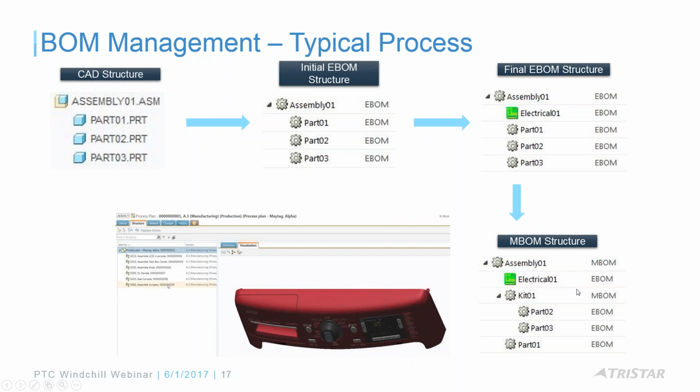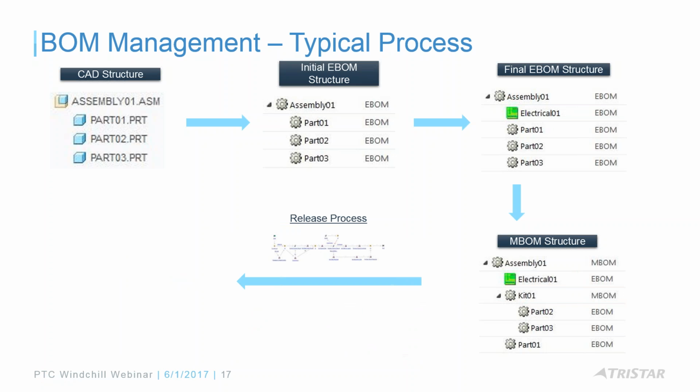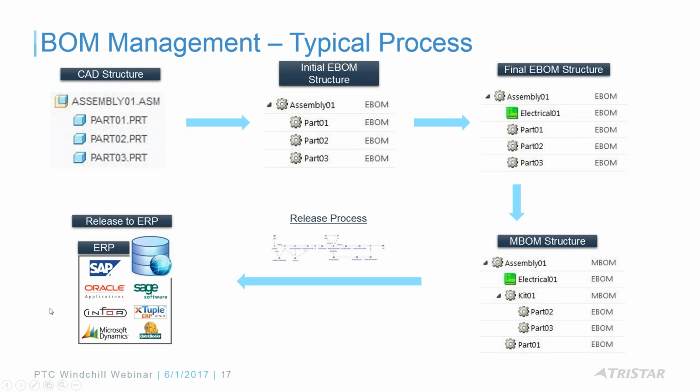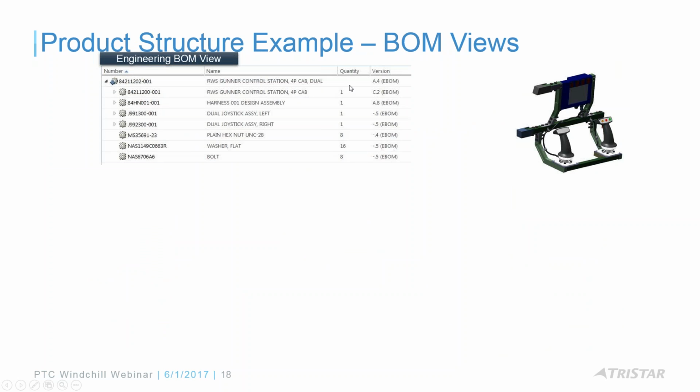And then through the release process or workflows within Windchill, that final planned structure can then be released to downstream execution systems like ERP for actual part ordering and manufacturing purposes. So if there's a change, that change can easily propagate between these different BOMs, and the different stakeholders are aware of what's impacted.